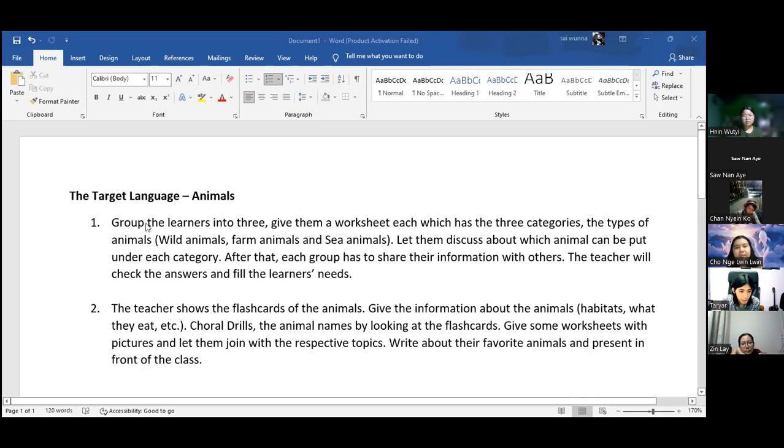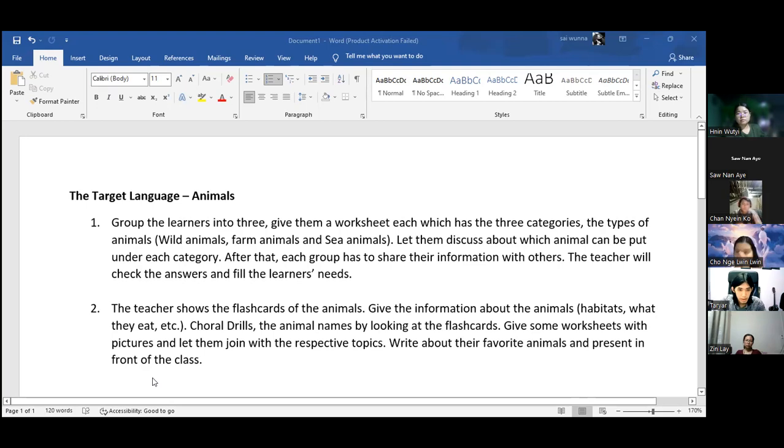Another one is the teacher shows flashcards of animals and gives information about them, like their habitats and what they eat. Then the teacher drills the animal names using the flashcards, and gives worksheets with pictures for learners to join with the respective topics, write about their favorite animals, and present in front of the class. Yes, Chair, these are the two that we have prepared.